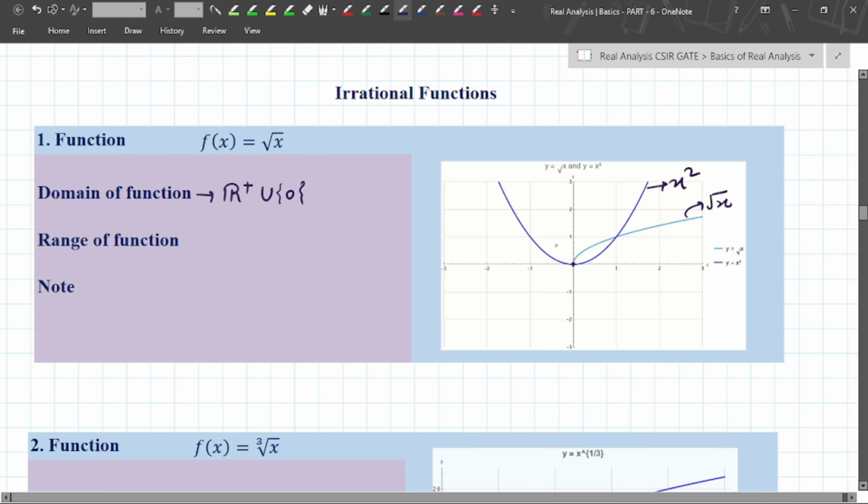Okay, so this is the case arising here. If you take x equals 0, then all three curves will intersect at a point. This is the property of these curves.